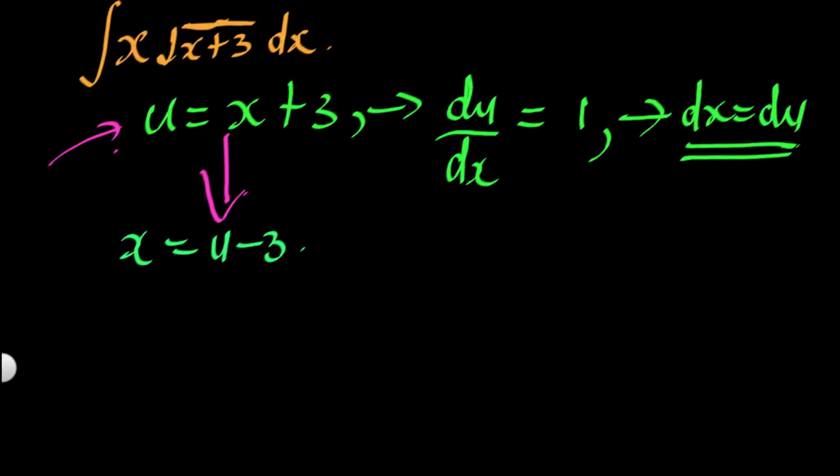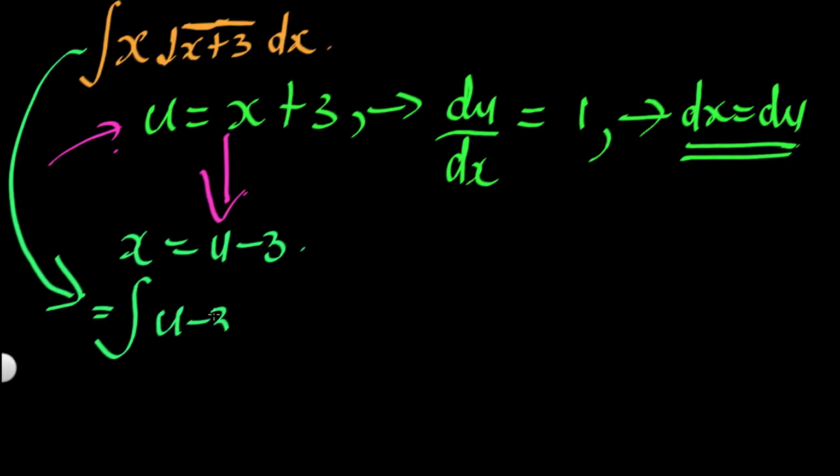So where there is x, I'm going to put u minus 3. Where there is x plus 3, I'm going to put u. And where there is the dx, I'm going to put du. And then I do my integration. Let us continue. From here, we can say that this is equal to the integration of u minus 3, the root of u, du. Now what we have now is quite friendly.